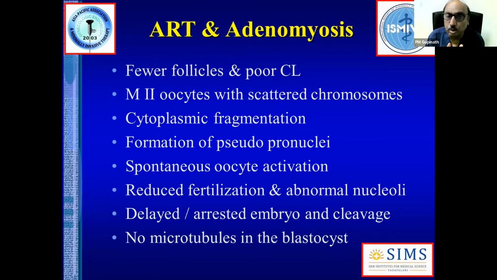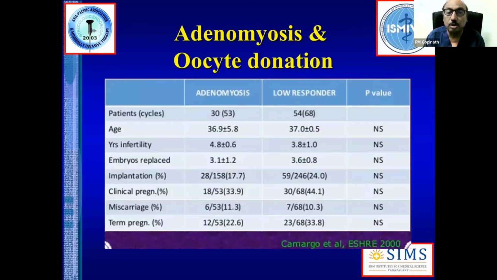What happens when you do an ART in adenomyosis? Number one, few follicles and poor corpus luteum, M2 oocytes with scattered chromosomes, cytoplasmic fragmentation, formation of pseudopronuclei and spontaneous oocyte activation, reduced fertilization and abnormal nucleoli, delayed and arrested embryo cleavage, and no microtubules in the blastocyst.